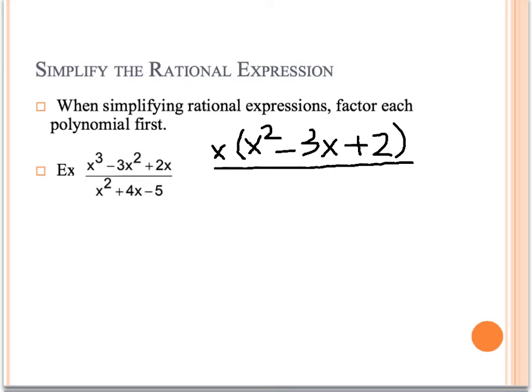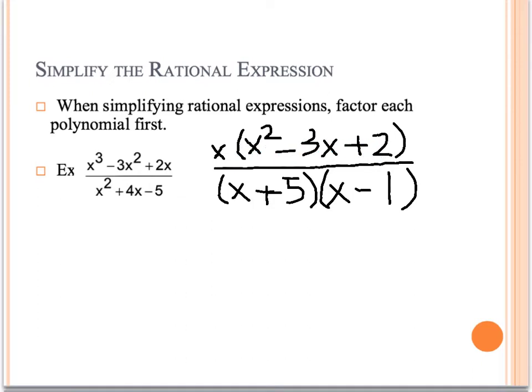Now I notice that my denominator is a trinomial, and so I need two numbers that multiply to -5 but add to 4. Normally I draw my little x, but this one is an easy one, so I'm just going to go from here. I know I start off with x, and I'm going to do plus 5 and minus 1.